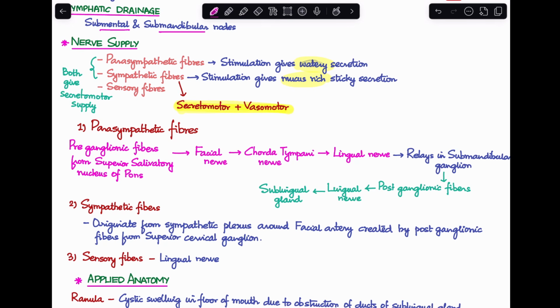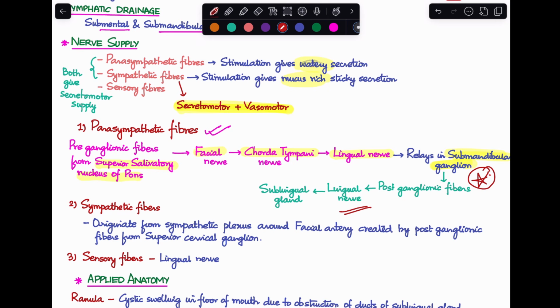Now, coming to the main difference, which is the pathway of the parasympathetic fibers. So, most of the pathway is the same. The preganglionic fibers go from the superior salivatory nucleus of pons, then to the facial nerve, the chorda tympani nerve, the lingual nerve, relaying in the submandibular ganglion. And this is where it changes. What is the change? We saw in submandibular gland that the postganglionic fibers directly supply the gland. Here the difference is the postganglionic fibers go via the lingual nerve and then supply the sublingual gland. So that is a major difference to remember. Other than that, the sympathetic fiber and sensory fiber supply is the same as that of submandibular gland.